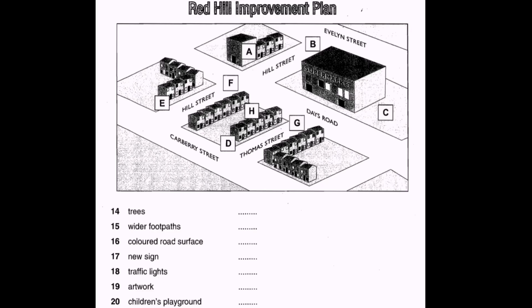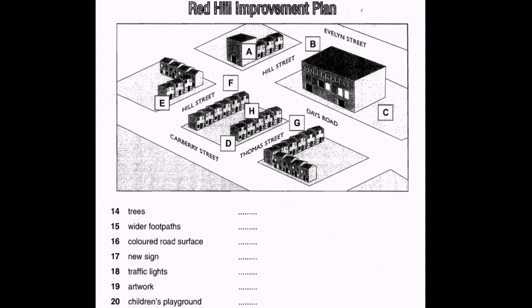First of all, if we look very carefully, we can see that there is Days Road. On the right side of the Days Road, there is a supermarket. At the back of the supermarket, there is Alvin Street. On the left side of the Days Road, there is Thomas Street. Next to Thomas Street, there is Kirby Street, and of course, there is Hill Street too.